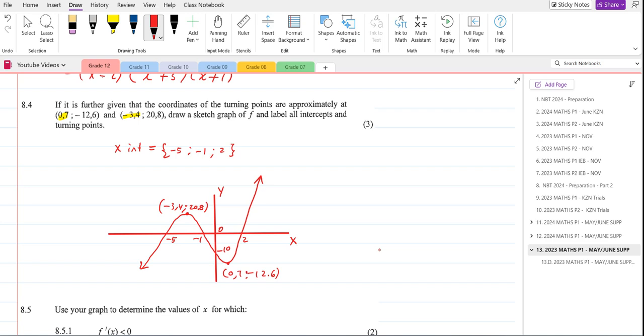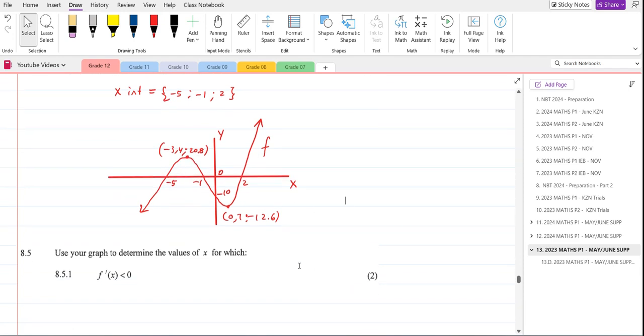Right, so I hope you guys understood that. And this is the graph of f of x. It's just a rough sketch, I didn't draw it to scale, as you saw. Right, so I hope you guys understood that. Moving on to the next one.